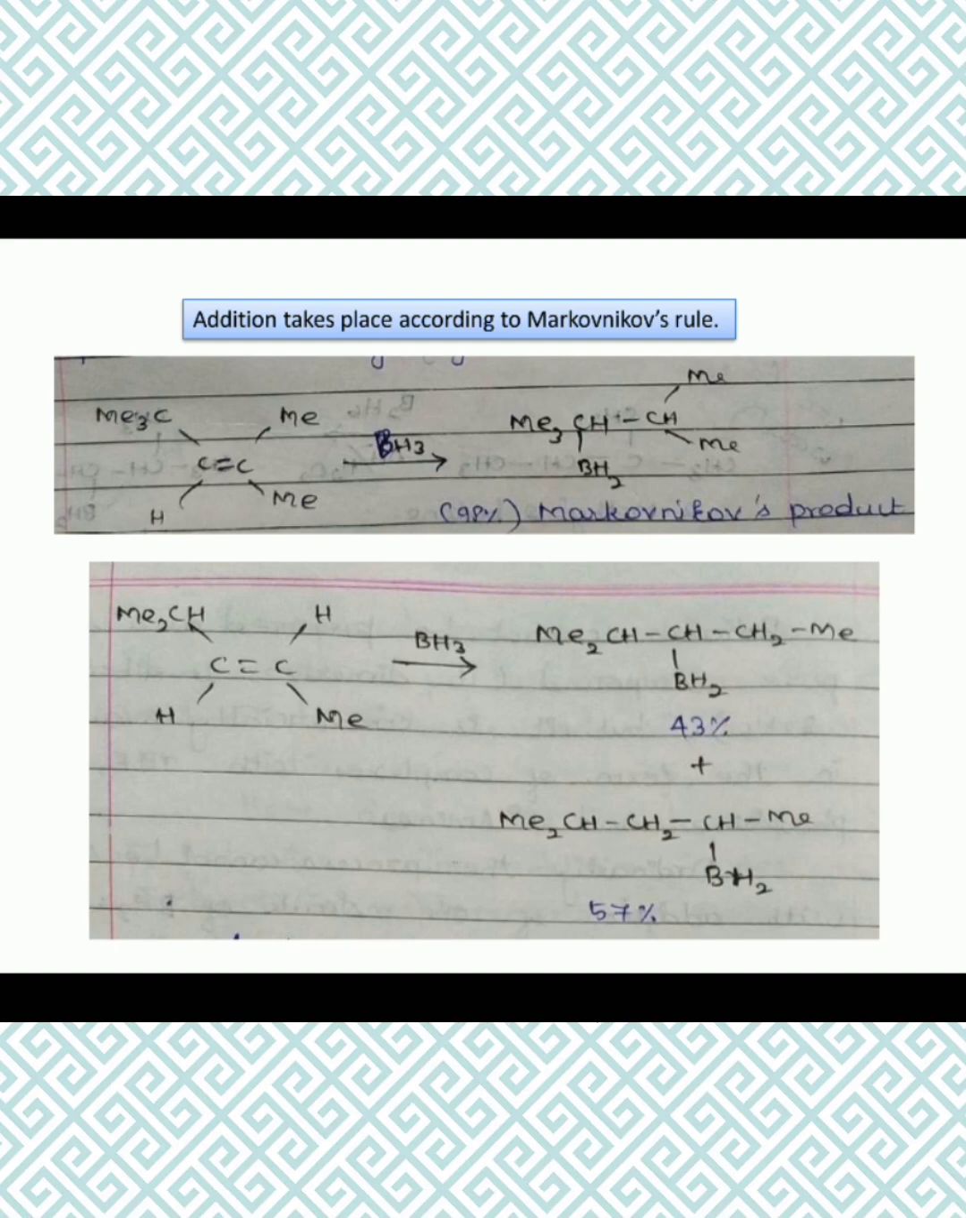Let us see another example. In this second reaction, when the alkene reacts with BH3, equal amounts of products form because each carbon contains an equal number of hydrogens, so 43% of one product and 56% of the other are obtained. Since each carbon contains an equal number of hydrogens, you get equal amounts of products.